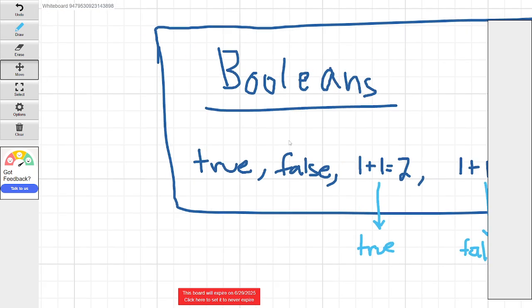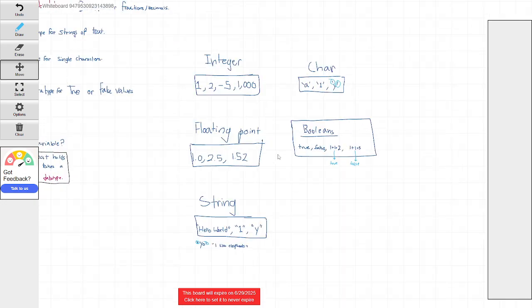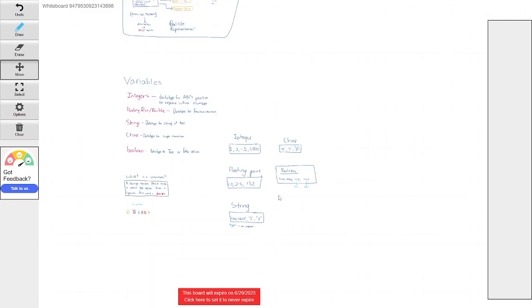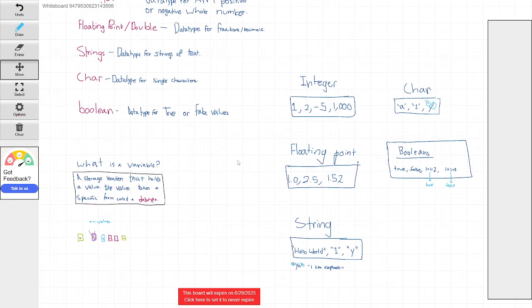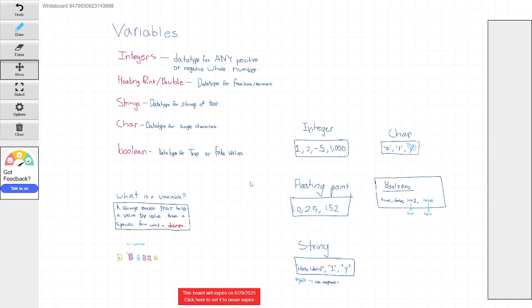So these are some of the data types that you can use. These are the most important ones. You have to know these. I'm looking at you, Roman.